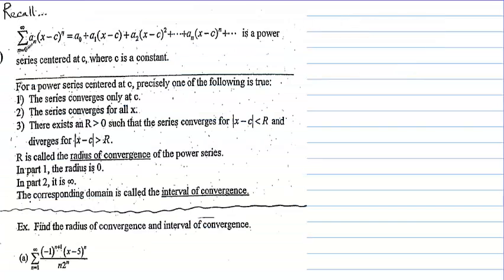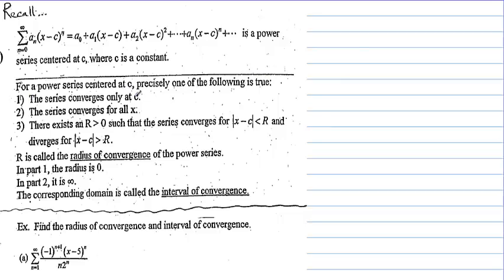Recall that if we have a series from n equals 0 to infinity of a sub n, x minus c to the n, you plug 0 in and you get a sub 0, plus a sub 1, x minus c to the 1, plus a sub 2, x minus c to the second, and so on, that is a power series centered at c, where c is a constant. For a power series centered at c, precisely one of the following is true.